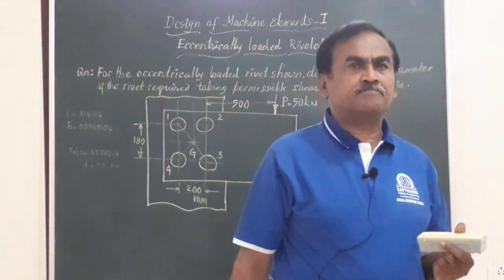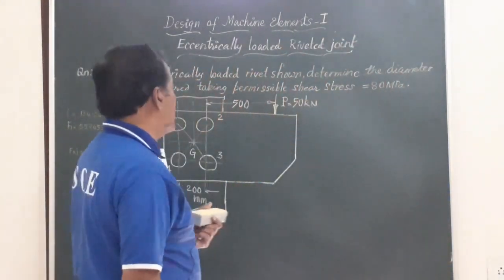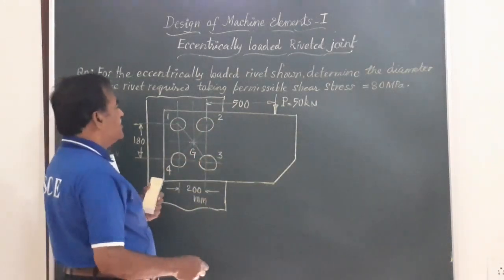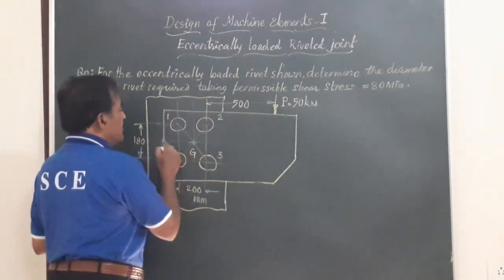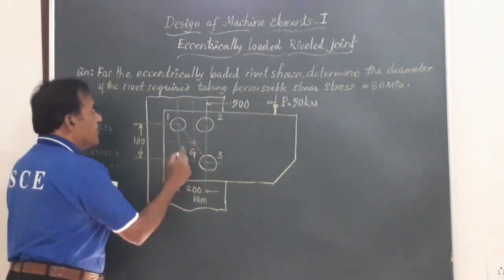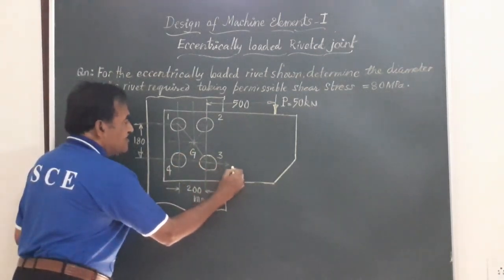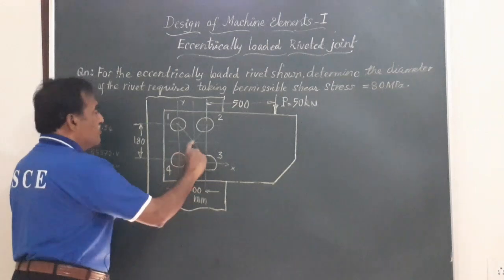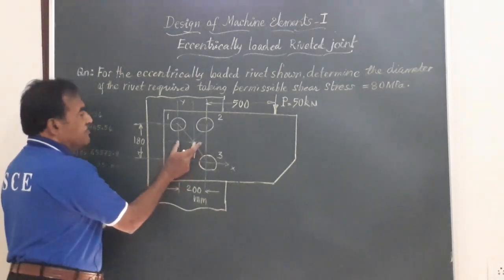As usual, friends, in a system of rivets, you will have to find out the centroid of the rivet system. For example, in this particular problem, this arrangement of rivets is symmetrical about the vertical axis and also about the horizontal axis, and hence the y bar, the distance of the center of gravity from the x axis. If you call this the x axis and this the y axis, this 100 mm is x bar, y bar is equal to 90 millimeter, that is 180 by 2, and this is 200 by 2.